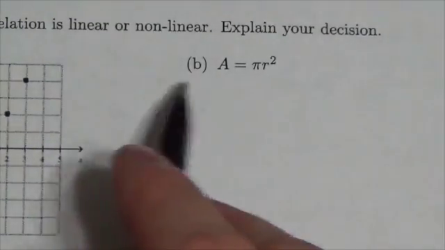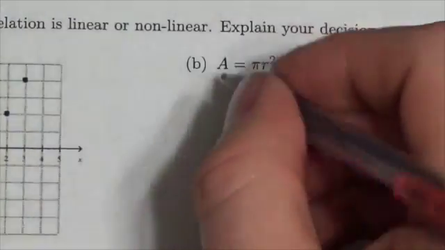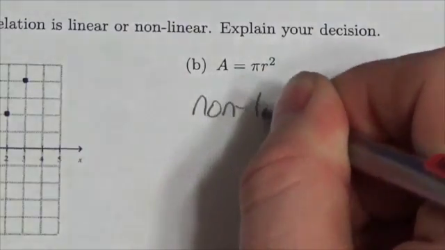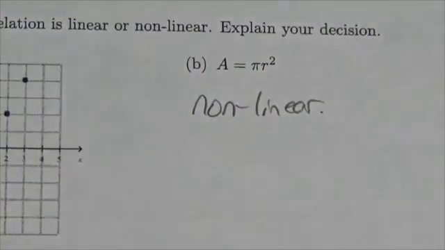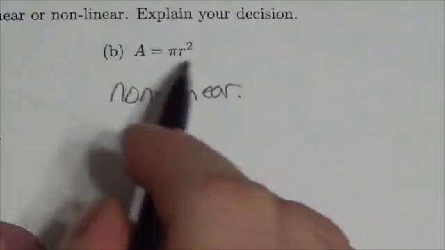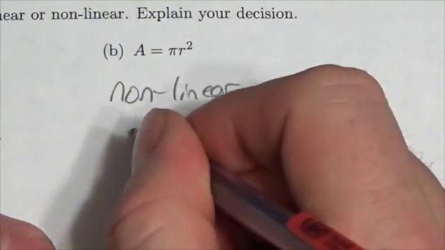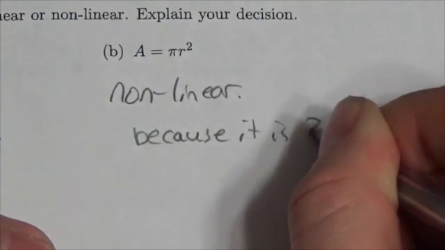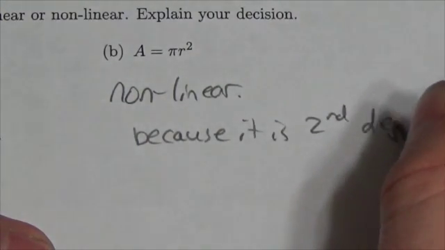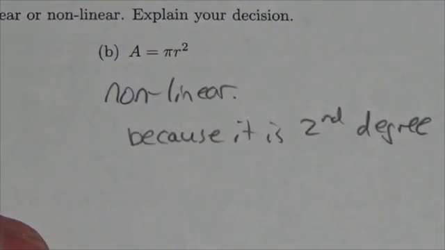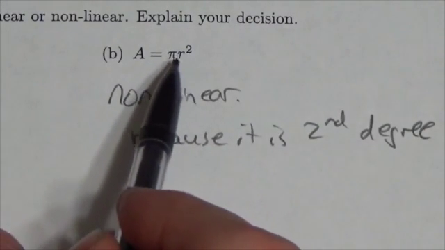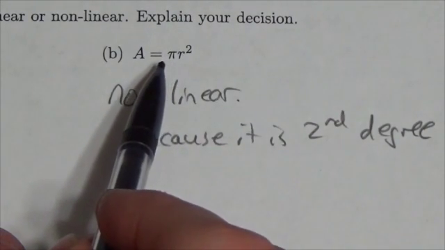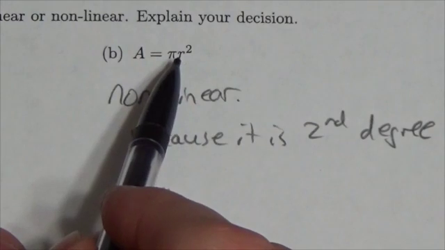Over here, is this one linear? And the answer is this is nonlinear. The reason for that is because this is degree 2, or because it is second degree. It's quadratic, if you will. Because the r is the variable here. Now pi is not a variable. Remember, pi is a constant. R is the variable here.